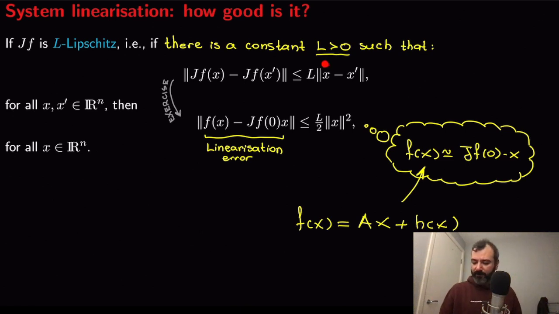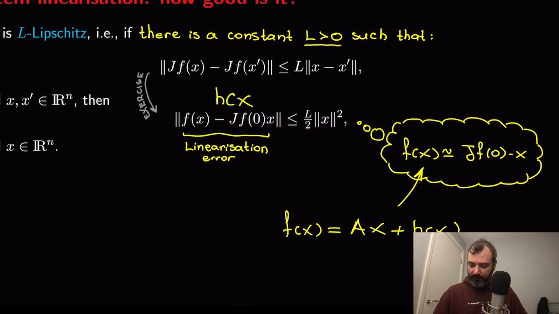So this is a vector norm. These are matrices, and here we have a matrix norm. But that's all really. Now, if this is the case, under this assumption, which holds only sometimes, not always, the linearization error, so the difference between f of x and A times x, so what we previously denoted as h of x, the error h of x, is less than or equal to L half times the norm of x squared.